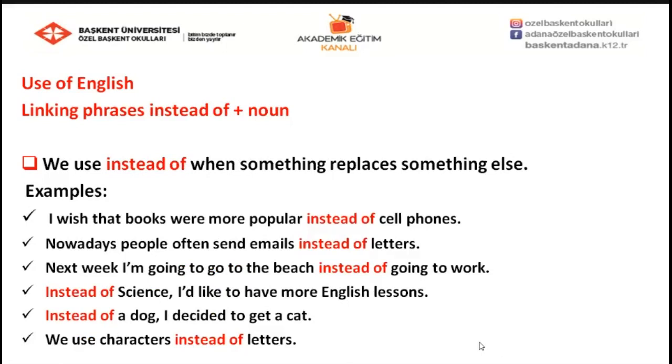We use instead of when something replaces something else. Examples: I wish that books were more popular instead of cell phones. Nowadays, people often send emails instead of letters. Next week, I'm going to go to the beach instead of going to work. Instead of science, I would like to have more English lessons. Instead of a dog, I decided to get a cat. We use characters instead of letters. So we use instead of when something replaces something else.